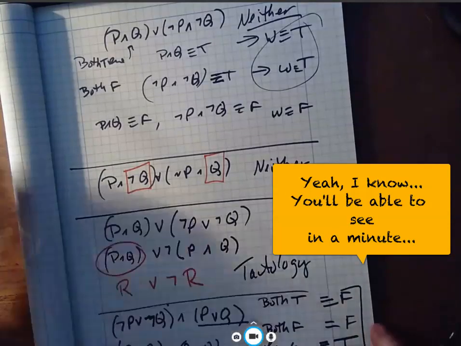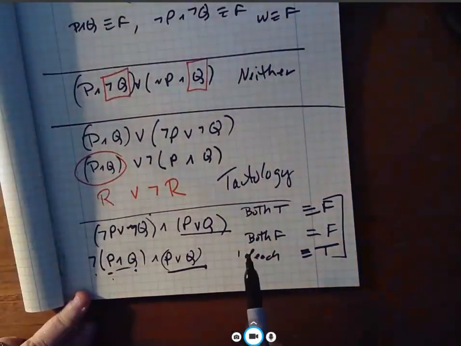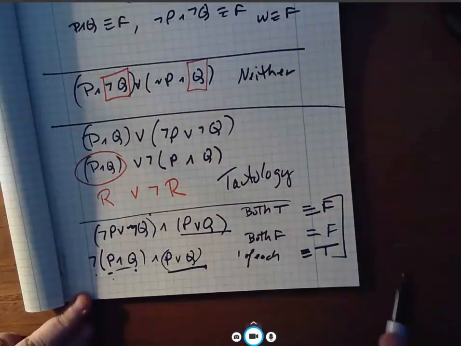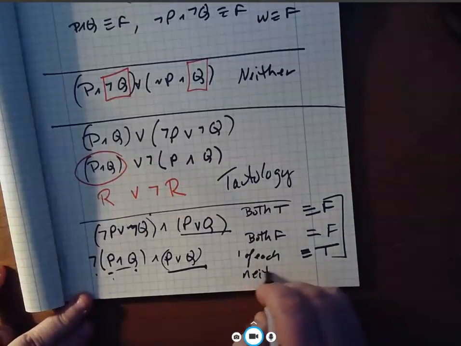So, I went off the page for all of that. I'm so sorry. I should look up at that now and then. So I have, if they're both true, the whole thing is false. If they're both false, the whole thing is false. If I've got one of each, then it's true. So this is, again, a neither.